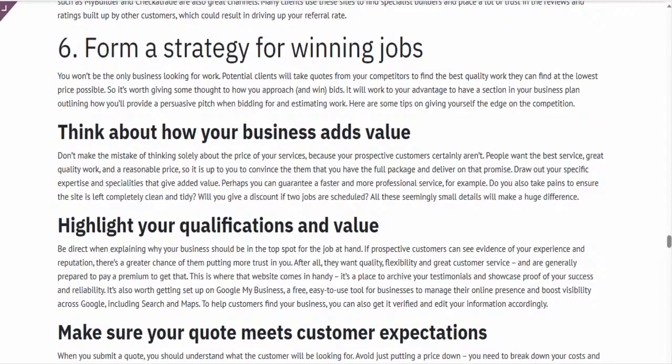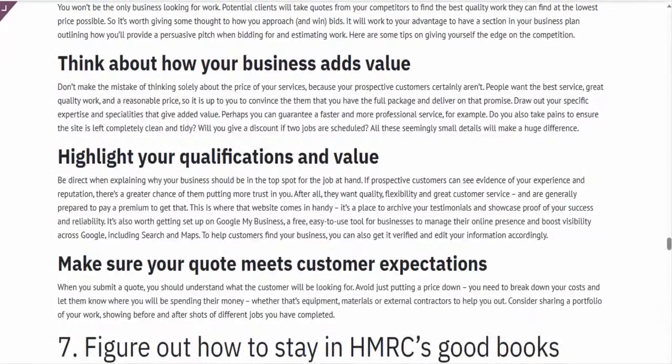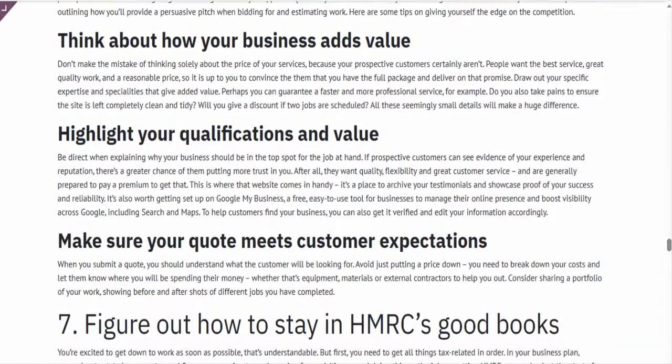Think about how your business adds value. Don't make the mistake of thinking solely about the price of your services, because your prospective customers certainly aren't. People want the best service, great quality work, and a reasonable price, so it is up to you to convince them that you have the full package and deliver on that promise. Draw out your specific expertise and specialities that give added value. Perhaps you can guarantee a faster and more professional service. For example, do you also take pains to ensure the site is left completely clean and tidy? Will you give a discount if 2 jobs are scheduled? All these seemingly small details will make a huge difference.